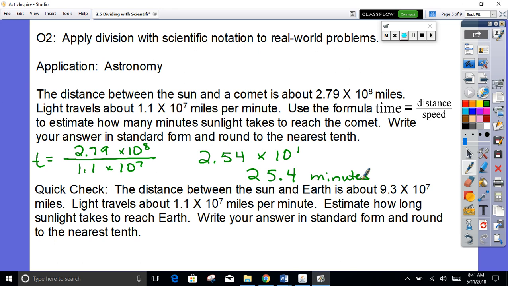So if I had left this as 2.543, then I would have had 25.43, and at that point I would have chopped it off and rounded it to the nearest 10. Okay, I want you to try the next one.